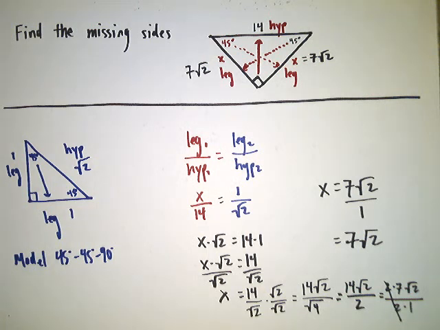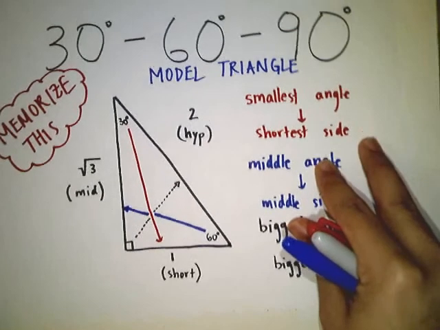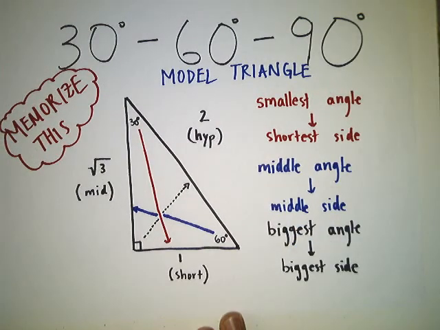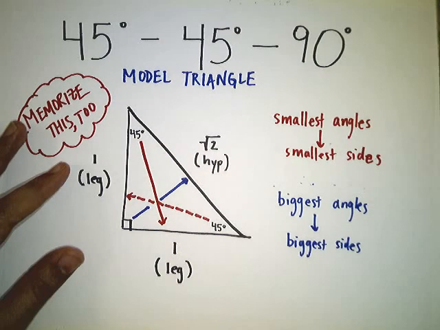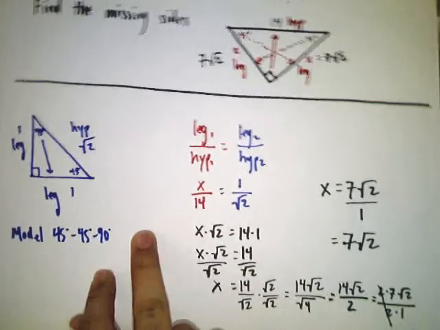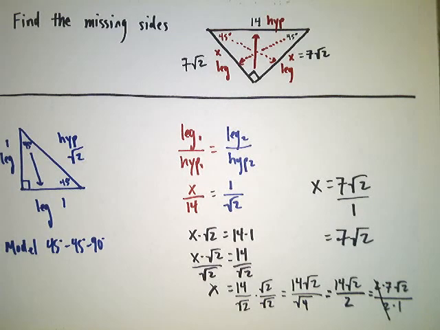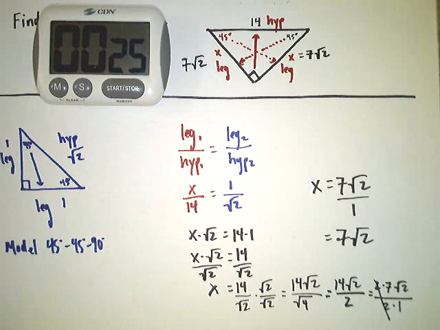The first one was 30, 60, 90 right triangles. And the second one was 45, 45, 90 right triangles. Hopefully you have these in your notes by now. Let me put that last slide back up. Take 25 seconds to copy this down. Make sure you've got it.